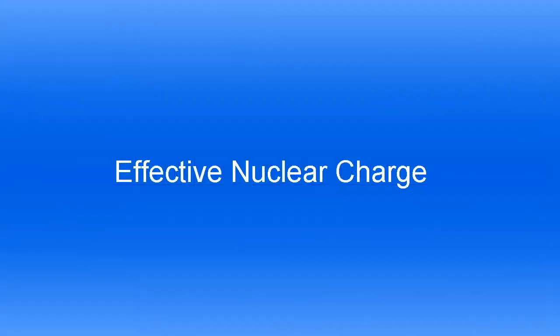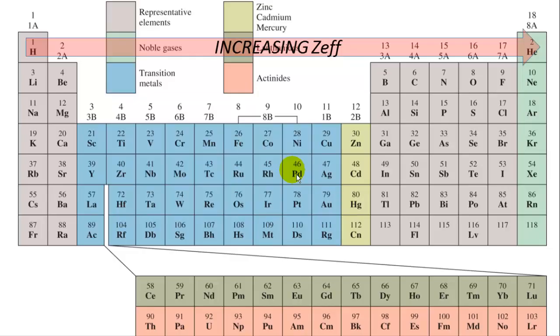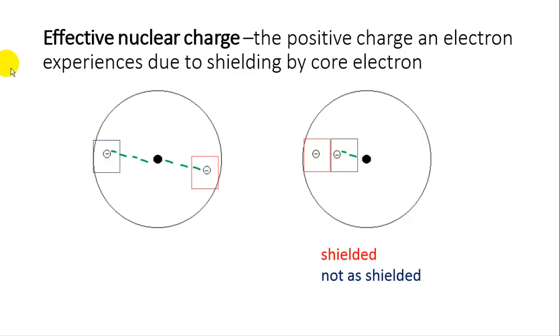First, let's look at effective nuclear charge. This is the charge that's experienced by an electron with regards to its attraction to the protons. The charge actually increases, also known as effective nuclear charge. That's what the Zeff is. That increases across a period in the periodic table, and it increases down a group in the periodic table. So let's take a look and see what's happening. First, let's define effective nuclear charge.